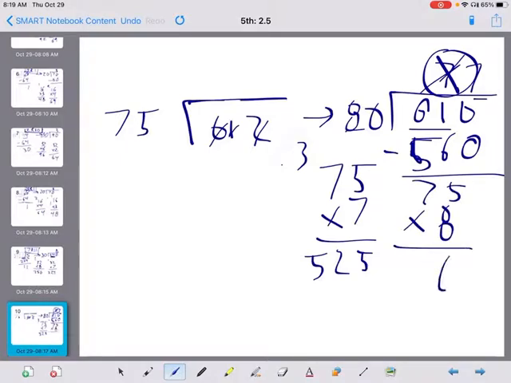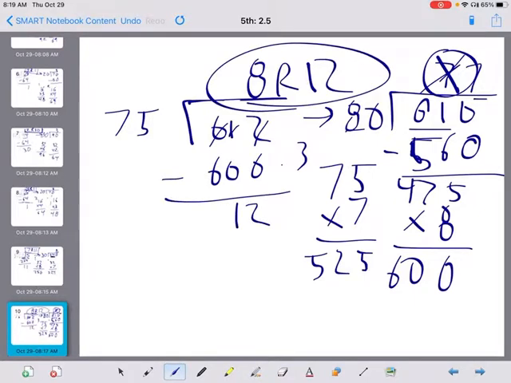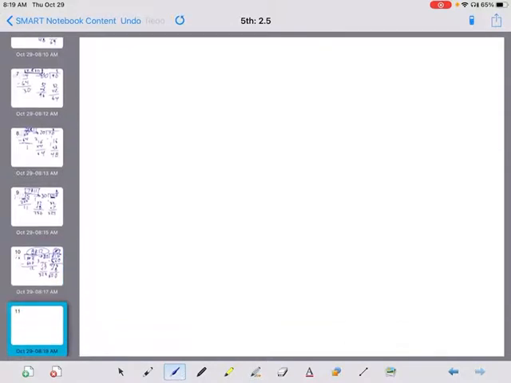8 times 5 is 40. 7 times 8 is what? 56. 56 plus 4 is 60. So we've got 600 here. 8 times 75, 600. Subtract, I get 12. 8, remainder 12. Boom, got the right answer. All right, let's try 11 here.